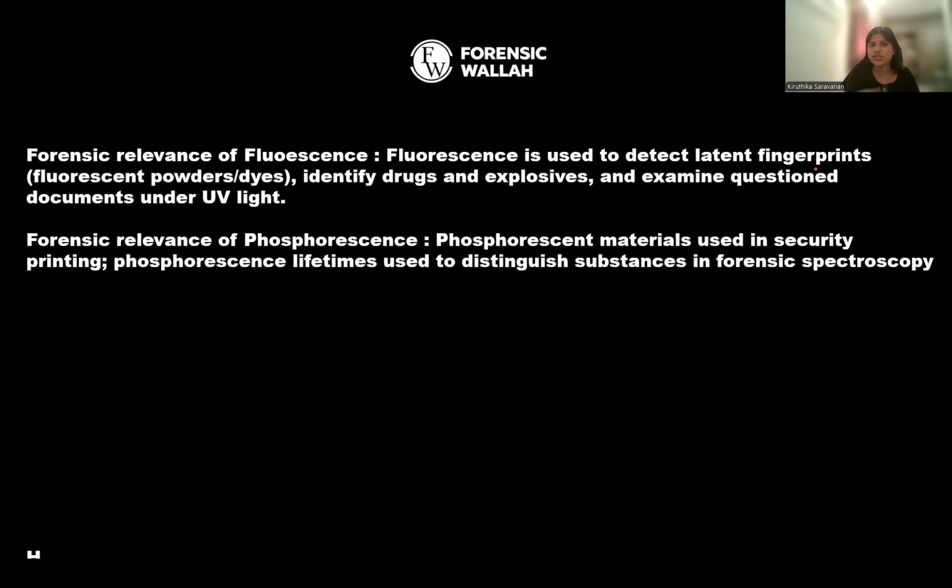Even to identify drugs, explosives and questioned documents, we can use UV light as well. So here fluorescence is used. Phosphorescent materials are used in security printing, for example to check for counterfeit currencies. There are fake currencies, right? So you can use phosphorescence to analyze in detail the photo of Gandhiji, the ink stain, and a lot of other things. So that is about the forensic relevance of phosphorescence.